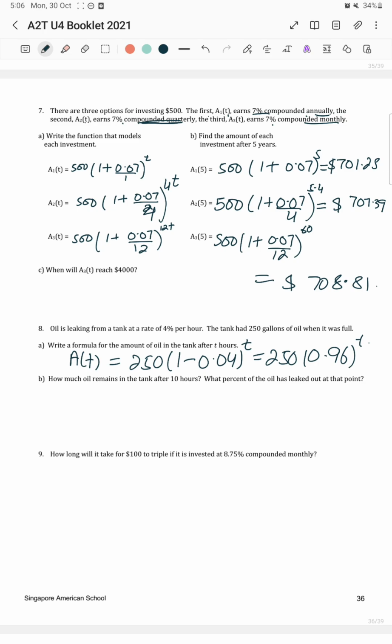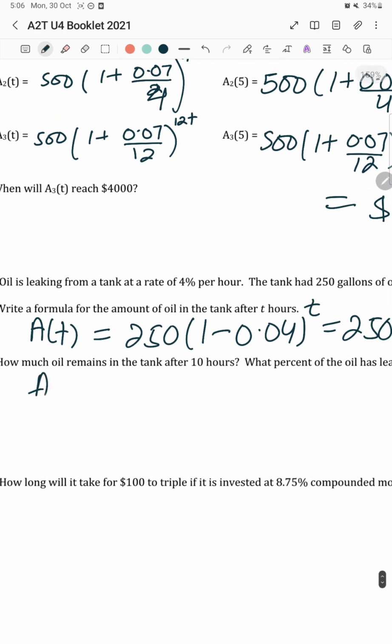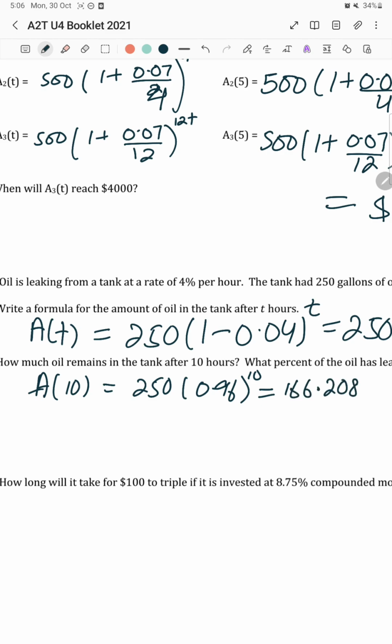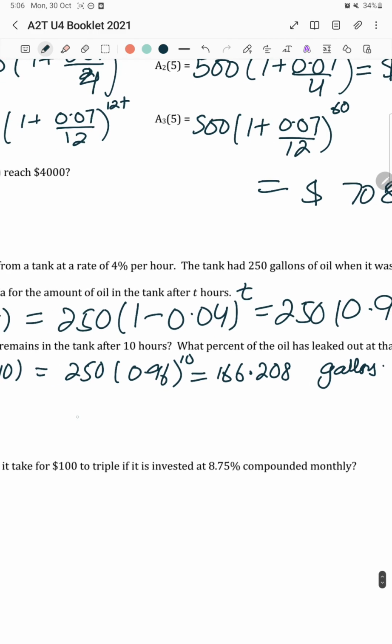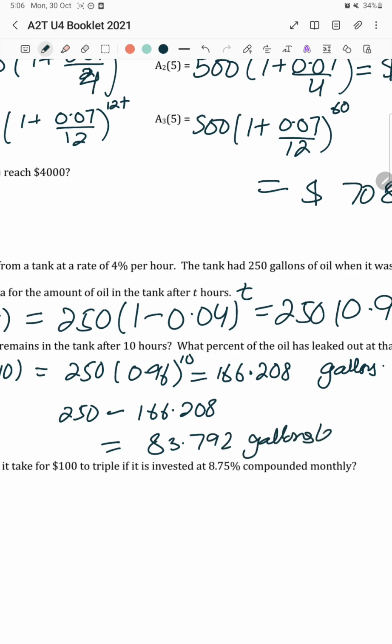What percent of the oil has leaked out at that point? A(10), which is equal to 250 times 0.96 to the power 10, which is equal to 166.208 gallons. So in total it was 250 minus 166.208, which is equal to 83.792 gallons leaked out.